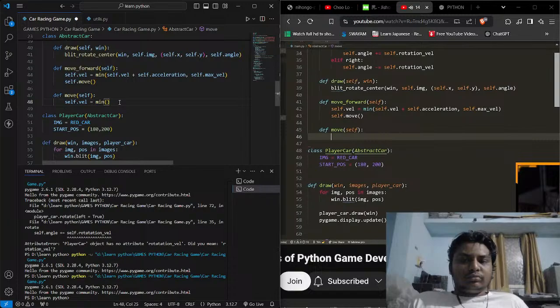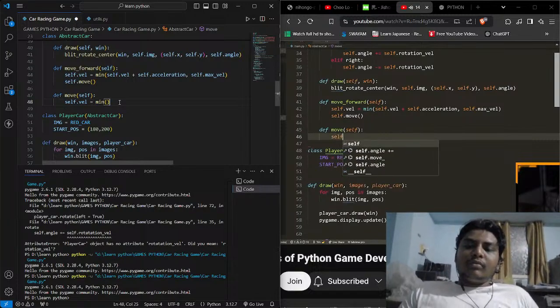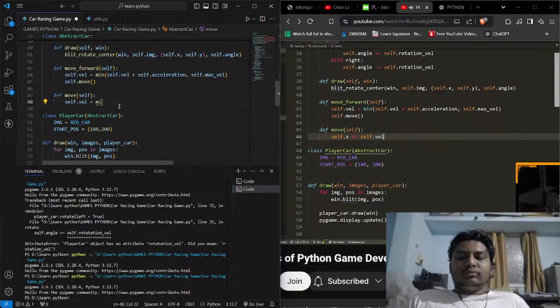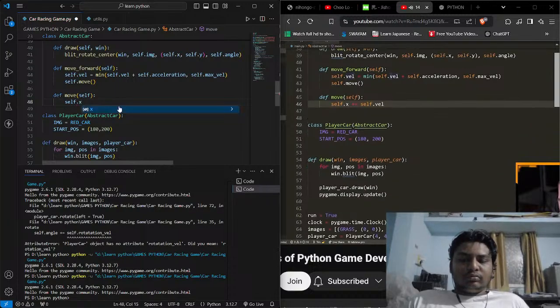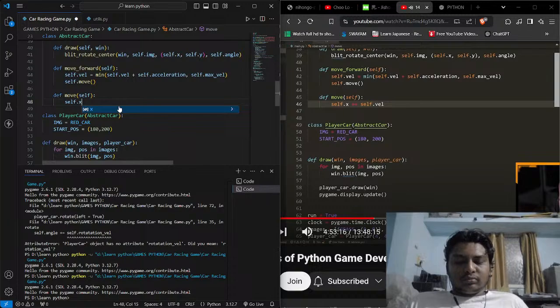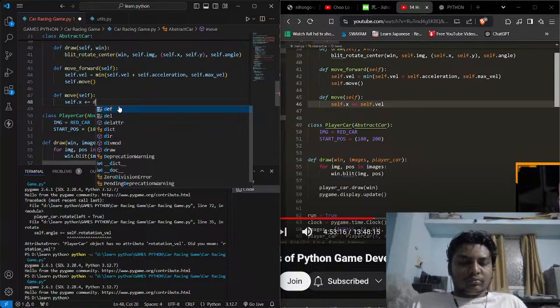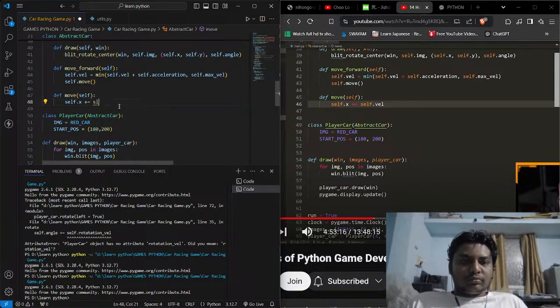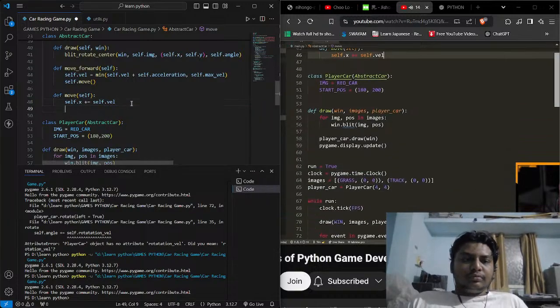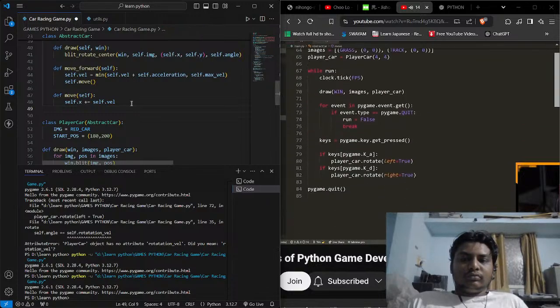of trigonometry. Anyways, inside of here, I am going to say self.x plus equals self.velocity. So we're just going to move to the right based on whatever our velocity is. That's all we're going to do to start right now. Then we'll get more complex. Okay, so now that we've done that, we want to implement another key press to move the car forward.